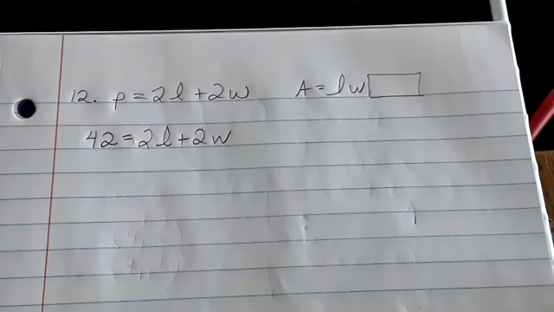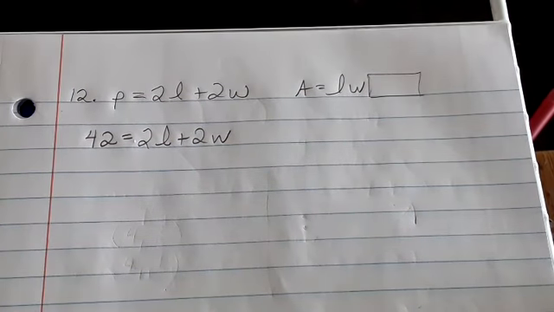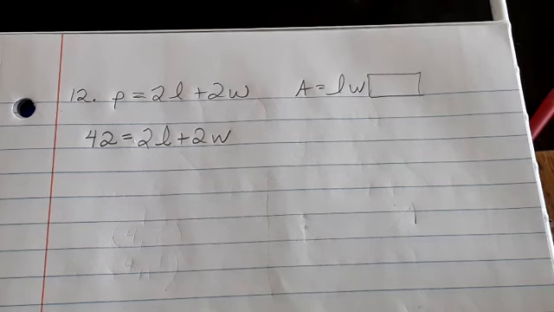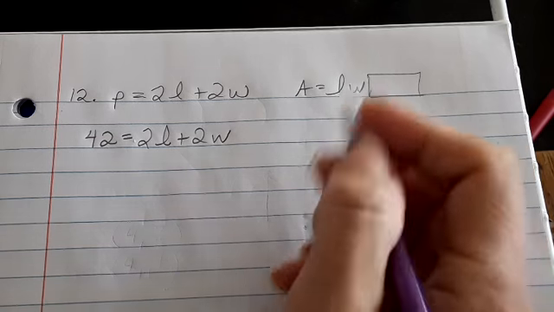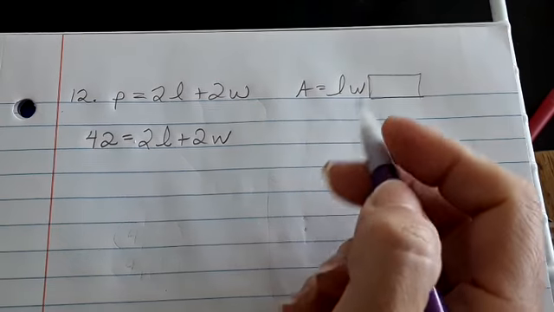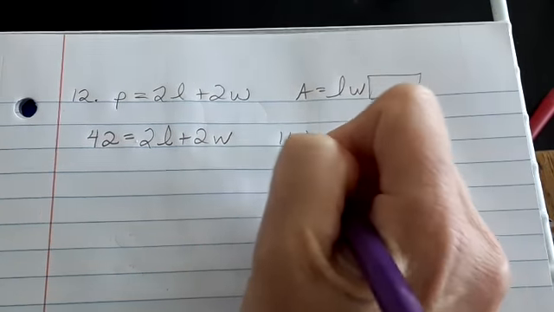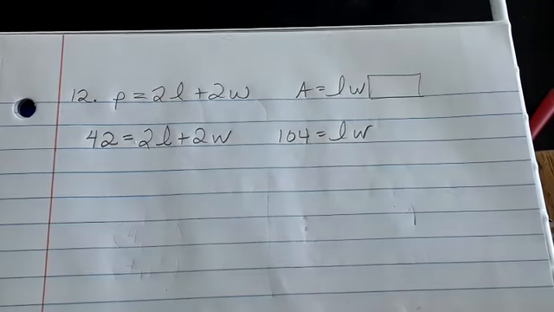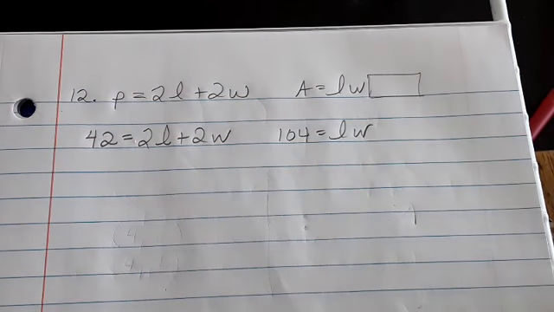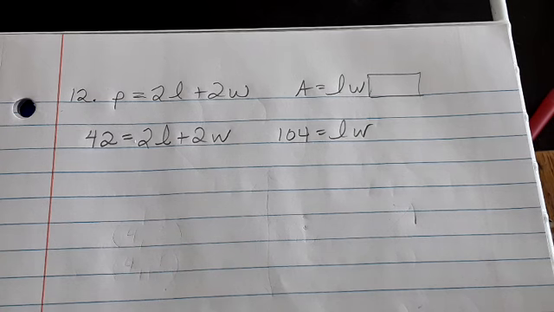But how many different variables do we have? Because they didn't compare the length and width in the problem, we couldn't write one in terms of the other. So we have two variables. The area they give us to be 104. We have two variables there as well. When you have two equations with two variables, what is it you have? Yeah, we got a system of equations here.